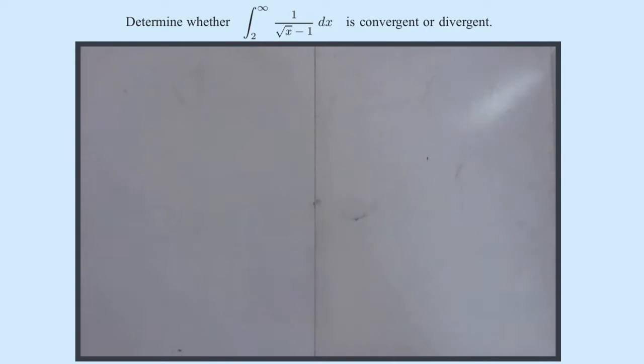Determine whether the improper integral between 2 and infinity of 1 over the square root of x minus 1 dx with respect to x is convergent or divergent. So it's not asking us to evaluate the integral. We don't need to try and get a number. We just need to say, does it converge or diverge?